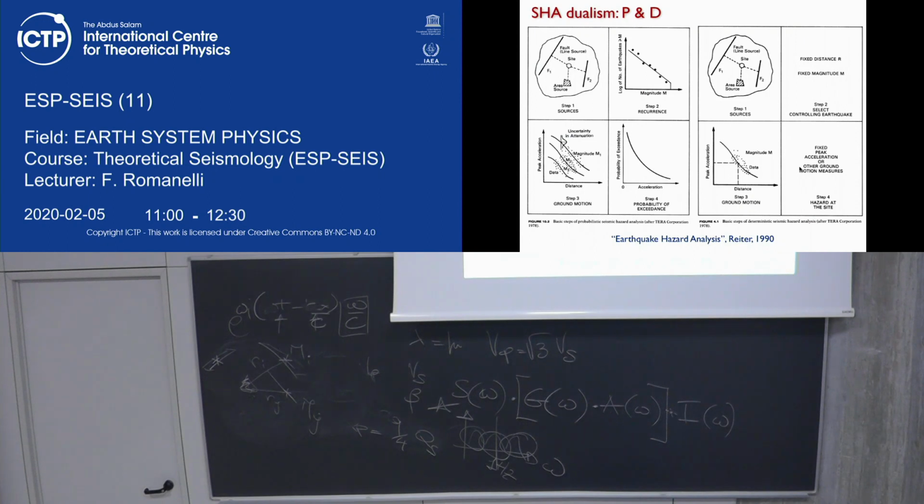Then the second step is different. Because the deterministic approach says, okay, look, I don't care about all the sources. I want to care about the worst one. Which one is the worst? Come on, it's easy. You take the largest magnitude. Oh, no, it's not easy, because let's imagine the largest one is 7 here and 6 here.